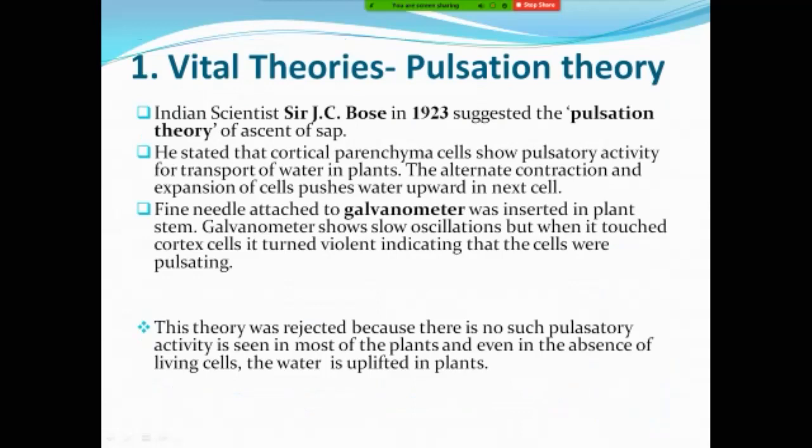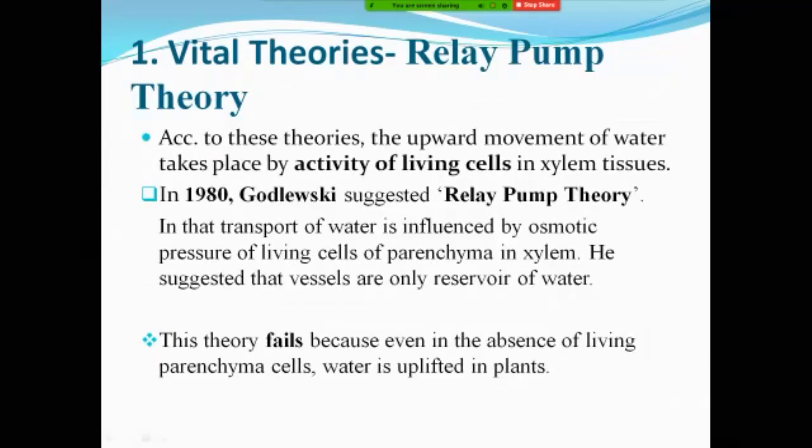One is the pulsation theory, given by Sir Jagdish Chandra Bose. Jagdish Chandra Bose was an Indian scientist, a very nice physicist, chemist, as well as plant physiologist. So he was an all-rounder. He suggested the pulsation theory, although this theory was rejected for some reasons that we will also discuss in the upcoming lectures. But that was a nice initiative by Sir Jagdish Chandra Bose, the Indian scientist.